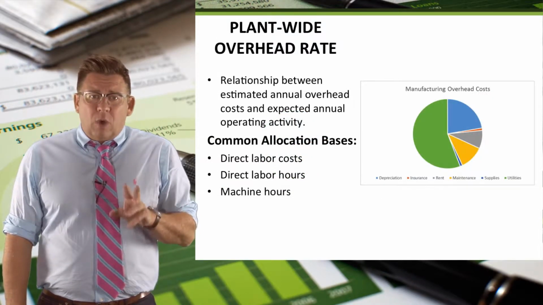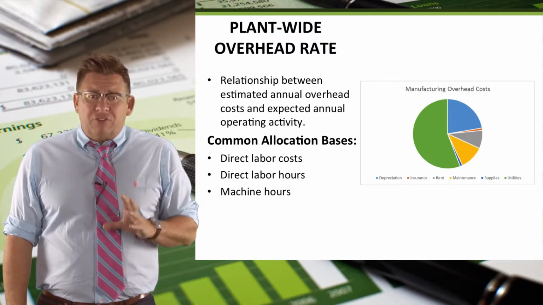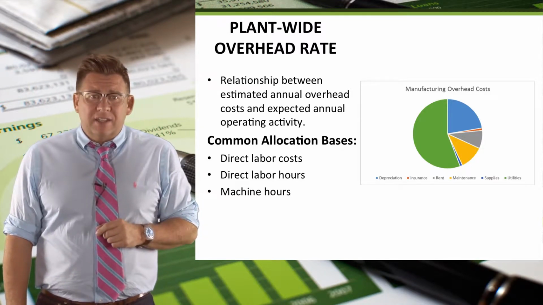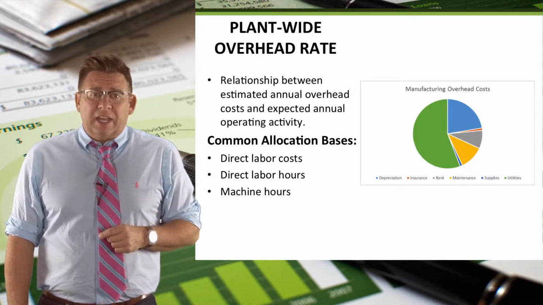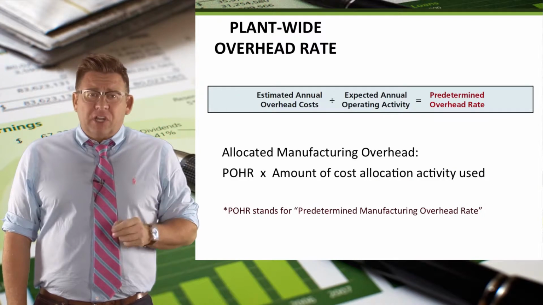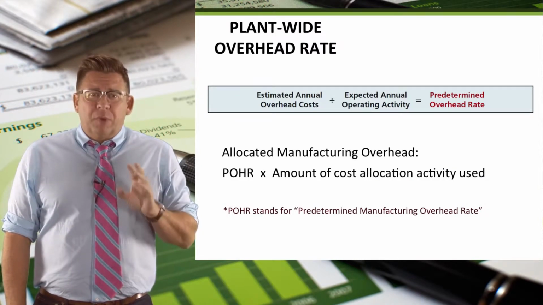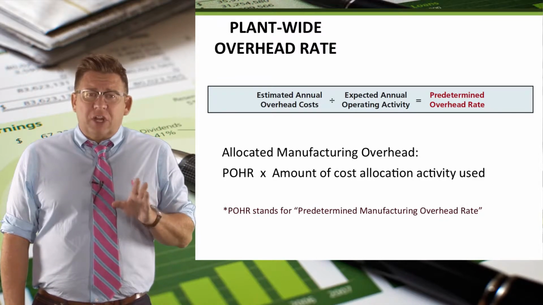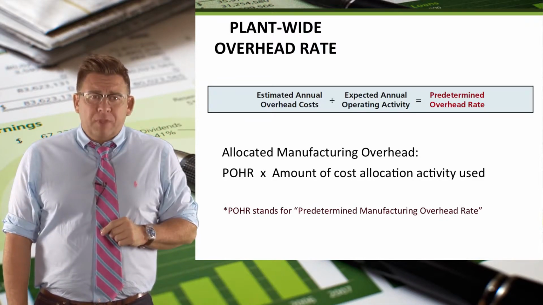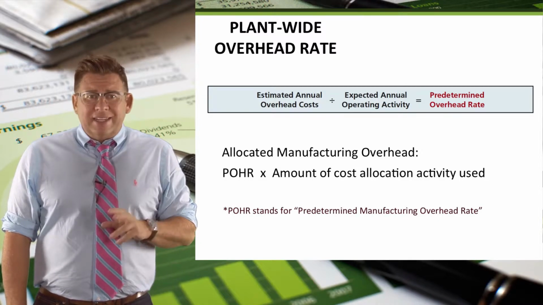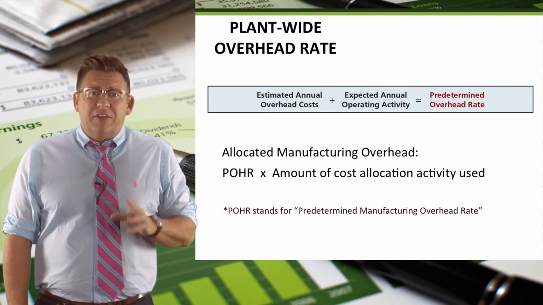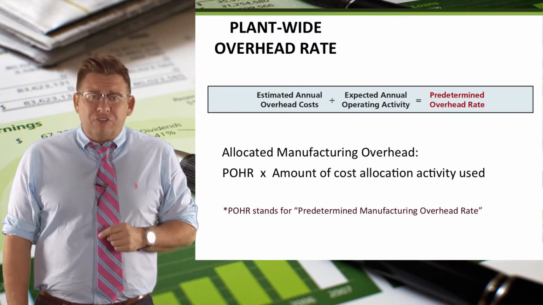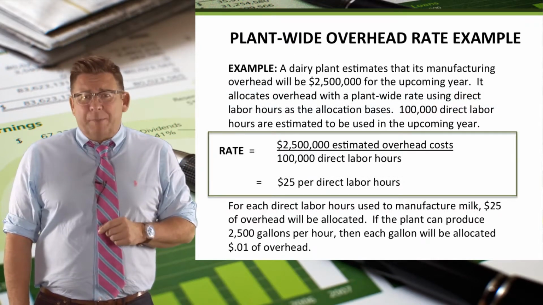With a plant-wide overhead rate, all of the manufacturing overhead is totaled, then allocated to products based on an allocation basis. Common allocation bases are direct labor costs, direct labor hours, or machine hours. When you first learned about a plant-wide rate, we used the term predetermined overhead rate. These terms are interchangeable, so don't be confused by that. The formula for the plant-wide rate is estimated annual manufacturing plant overhead costs divided by the total estimated annual allocation basis. So let's look at an example of a dairy plant.